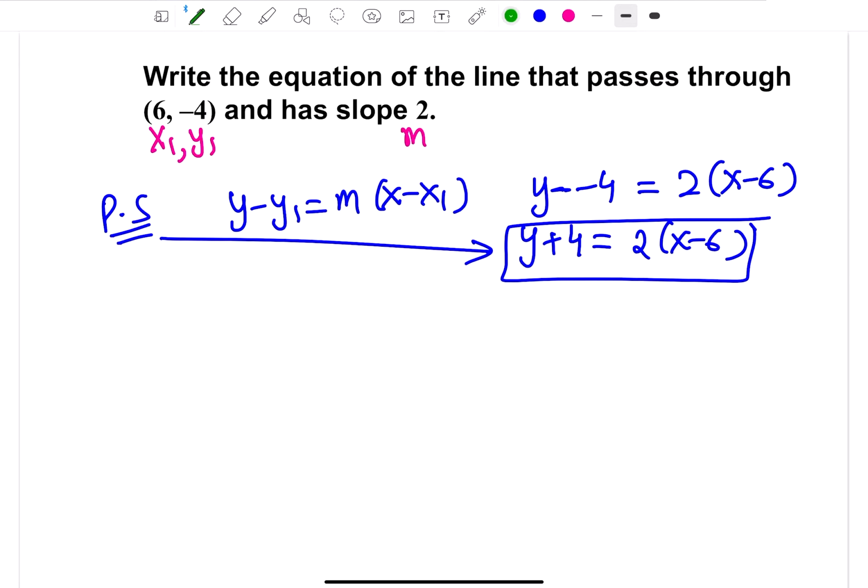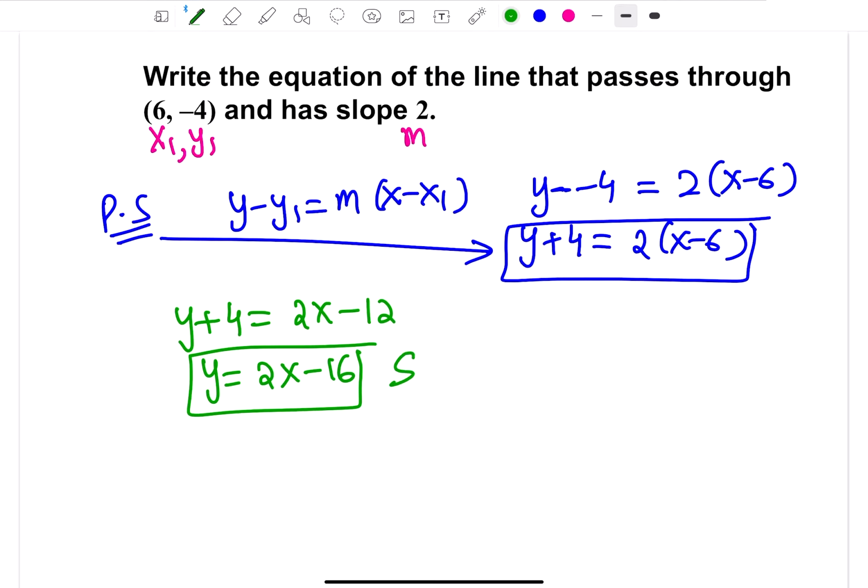If you want to write the slope-intercept form, we need to get y by itself. So I'm going to distribute the 2 into the expression on the right-hand side, and then isolate y. Negative 12 minus 4 would be negative 16. And this is the slope-intercept form of this equation of the line.